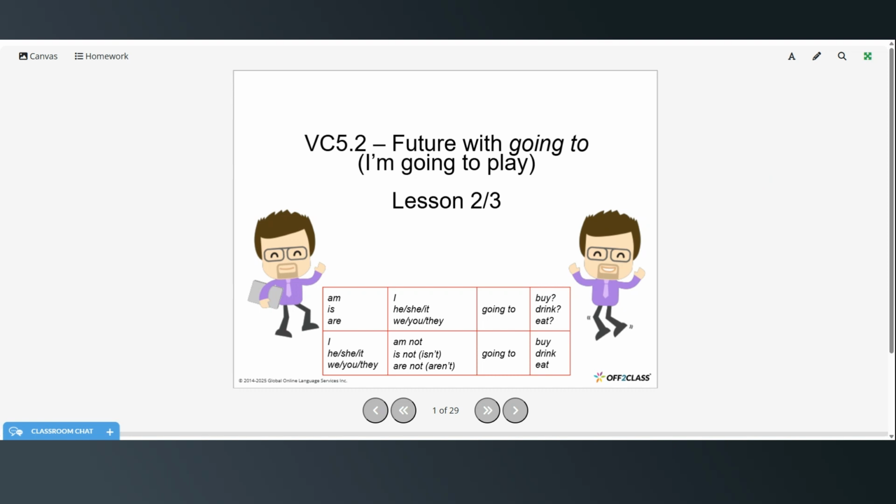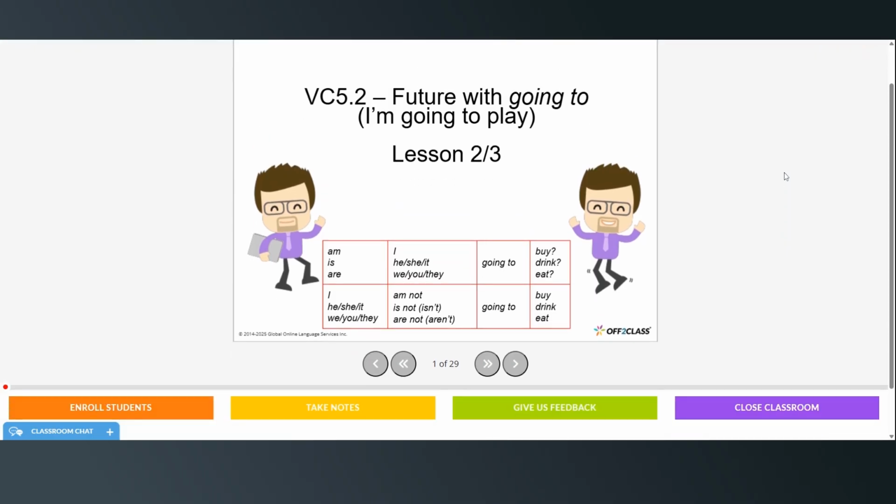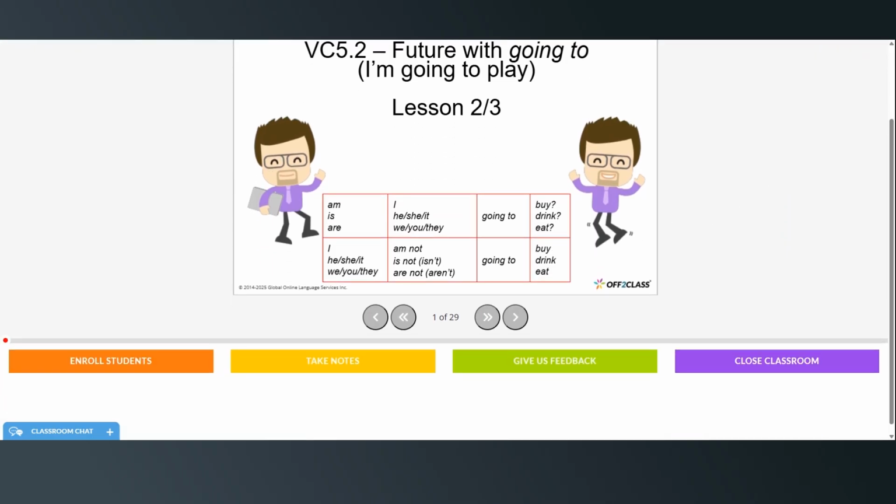This is a B1 level grammar lesson. We're going to be continuing our discussion of the future using going to. Today we're going to introduce the negative form of going to.